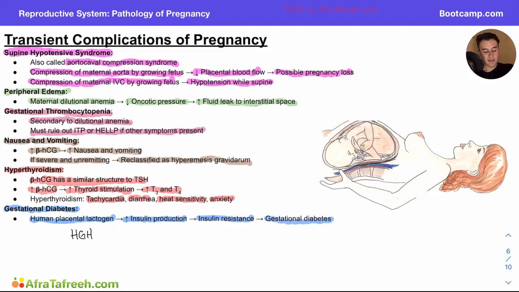So when it comes to a high yield review of all the topics we talked about today, it's really based in understanding the physiology. So here in our first three conditions, it was all about understanding fluid compartments and how fluid is going to move. And if you understand that, then all three of these pathologies make sense. And then in our last three pathologies, it was all about chemicals produced by the placenta, right? So our beta-HCG causing nausea and vomiting, as well as agonism at the thyroid, and then the production of human placental lactogen leading to insulin resistance.